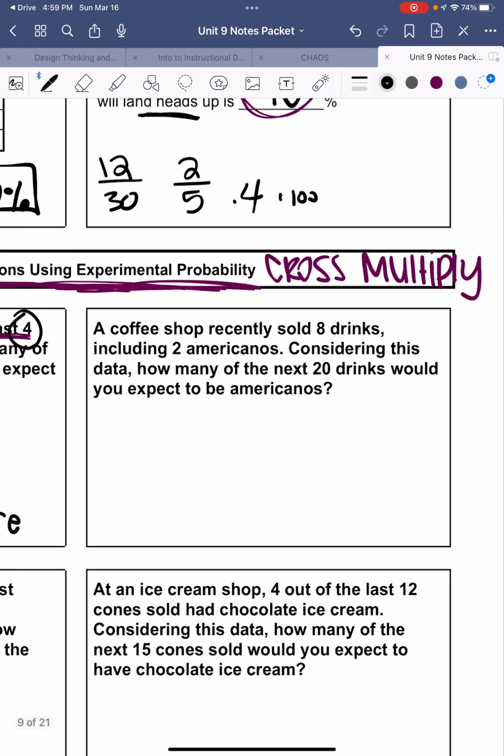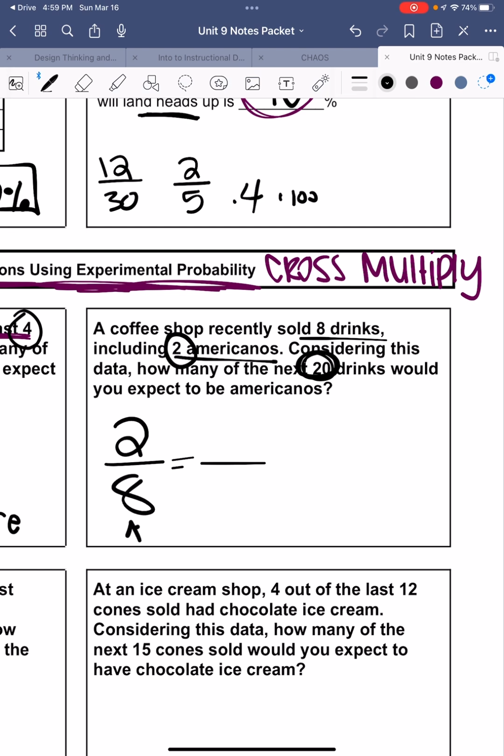Next, it says a coffee shop recently sold 8 drinks, and 2 of them were Americanos. So considering this, what do we think will happen with the next 20 drinks? They're asking me about a certain situation, so that's how I know to do line equals line. My first one is going to be the information they gave us. So I know that there were 2 Americanos sold out of 8 total.